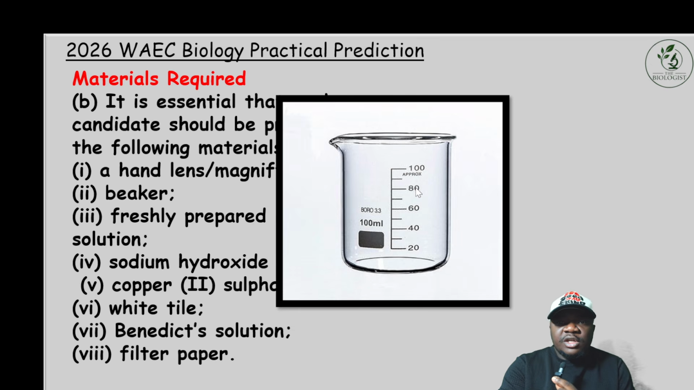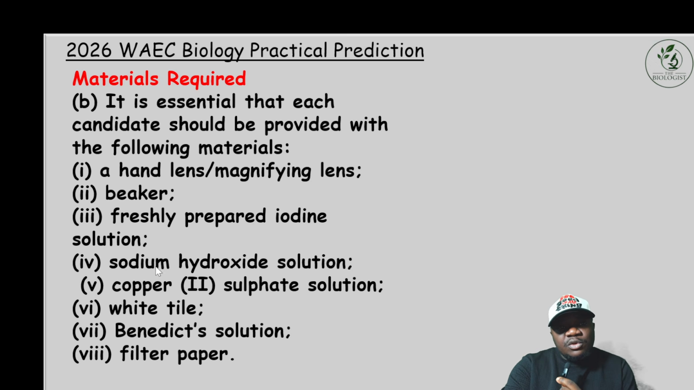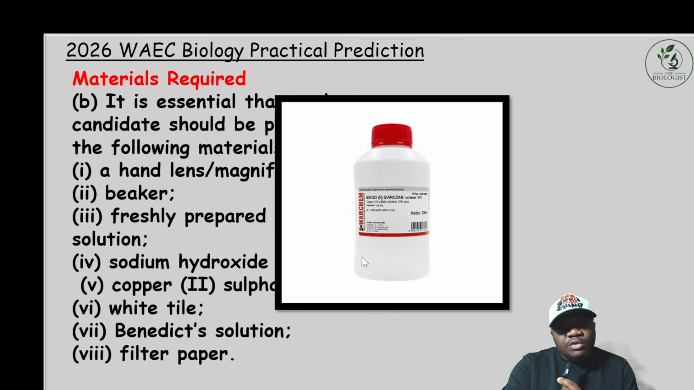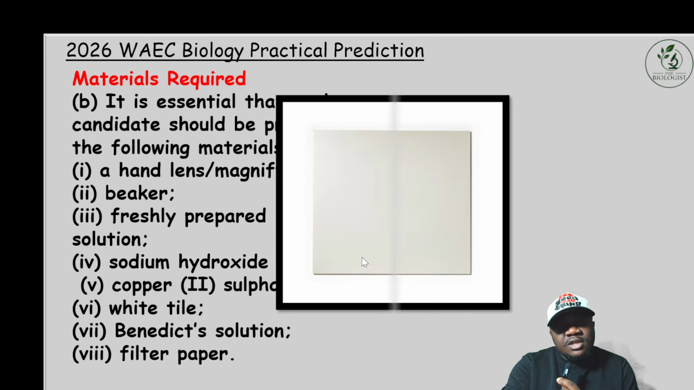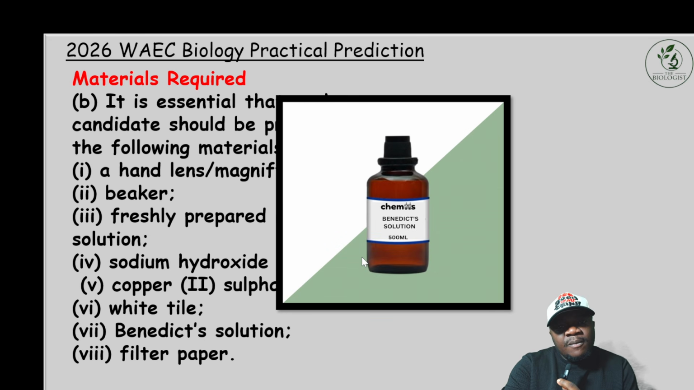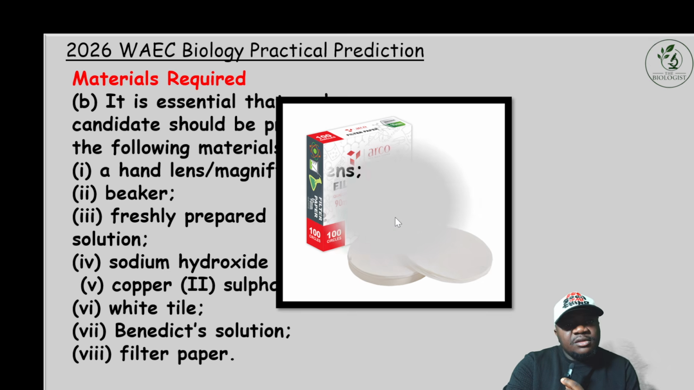Then you have your beaker. You can't do without a beaker in a scientific experiment. You have freshly prepared iodine. For you to see iodine, your mind should go to test for starch, which is very important. You must use iodine. Then you have your sodium hydroxide solution, then you have your copper II sulfate, your white tile, your Benedict's solution, and your filter paper. So these are the materials required.